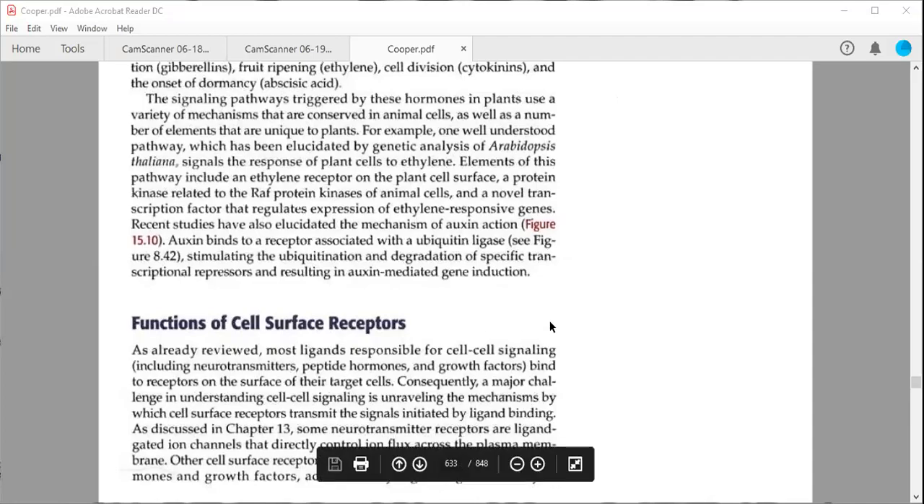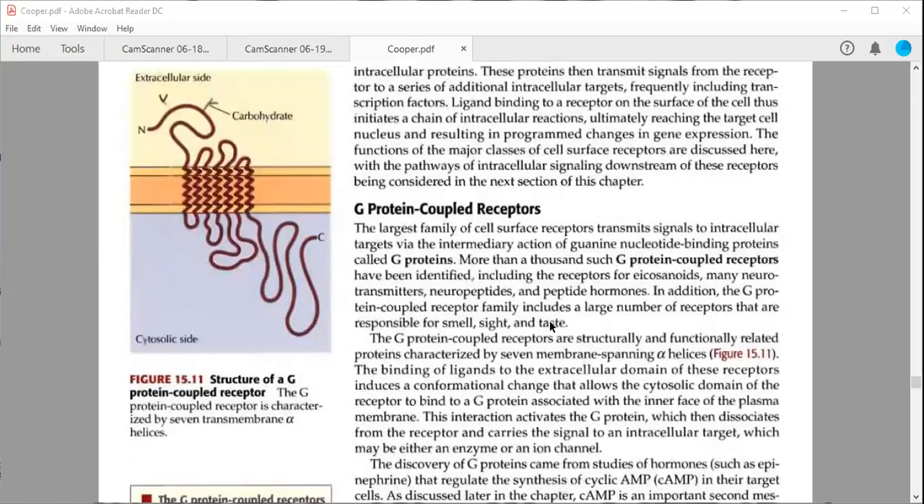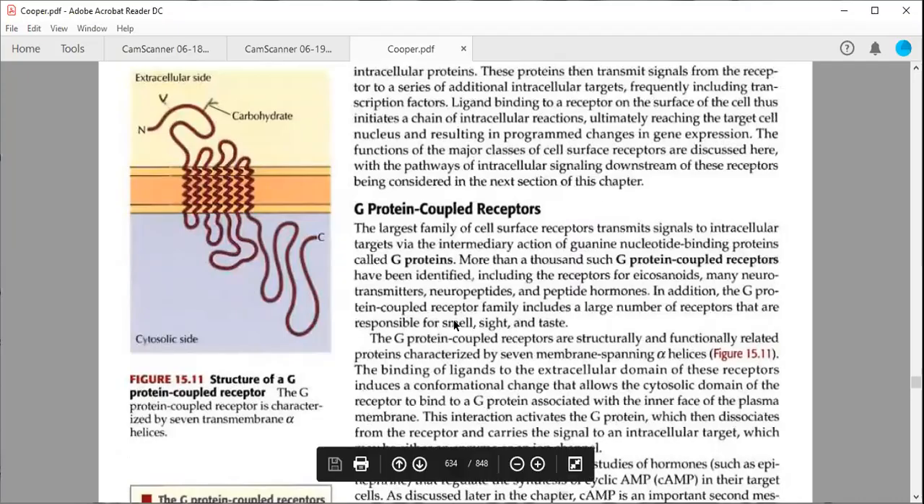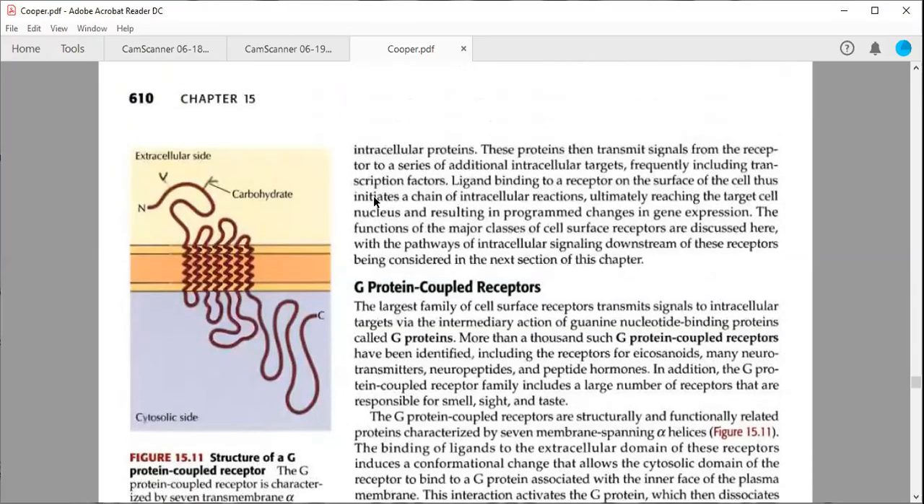Because GPCR is everywhere. GPCRs are the receptors required for smell, sight, and taste. The receptors involved in these basic things, the odorant receptors, receptors for light and vision, and the taste buds, all signal via these GPCR receptors.